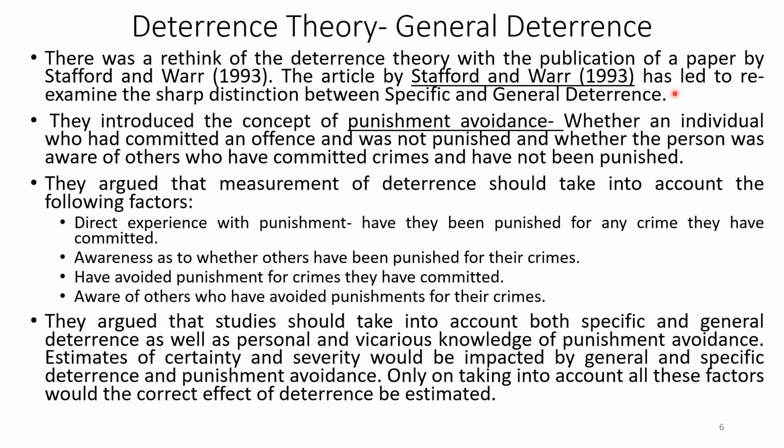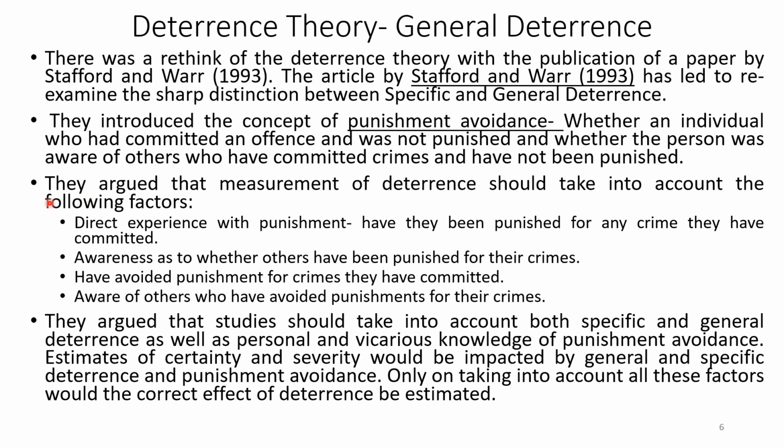The concept of deterrence, both specific deterrence and general deterrence, was challenged by a research paper by Stafford and Warr. They introduced the concept of punishment avoidance. Punishment avoidance refers to whether an individual who had committed an offense had avoided being punished and whether the individual was aware of others who had committed crimes and had avoided punishment.